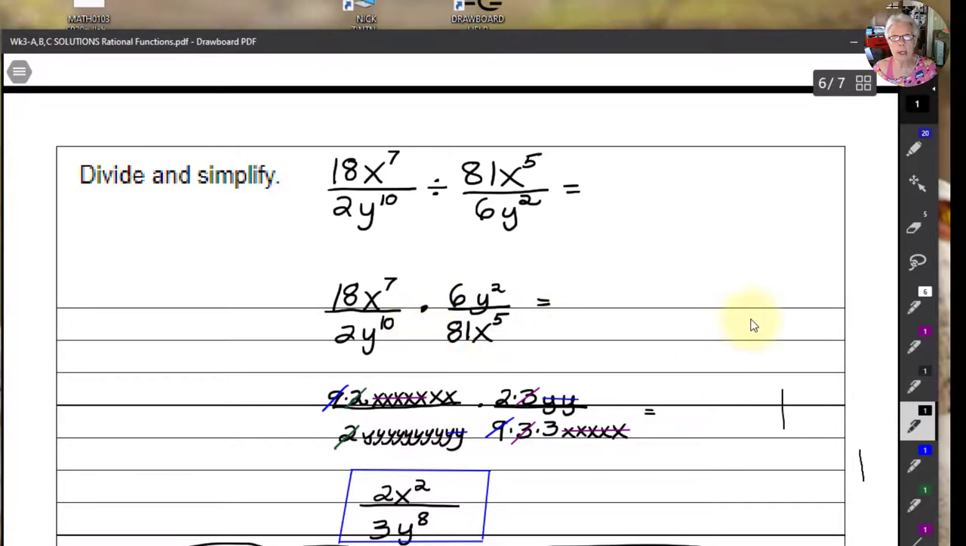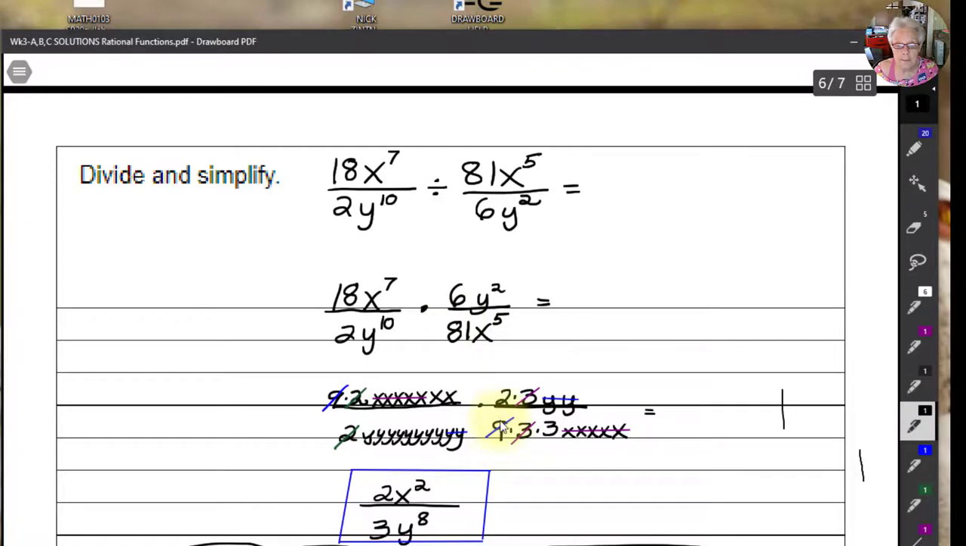This is just the way you were taught to multiply fractions in elementary school. Now we start to factor everything. 18 is 9 times 2. X to the 7th is 7 x's multiplied together. This is 2y to the 10th, so we have 2 times 10 y's that are multiplied together. 6 is 2 times 3. Y squared is y times y.